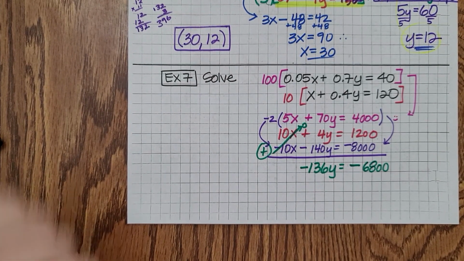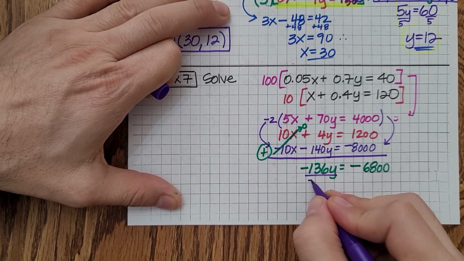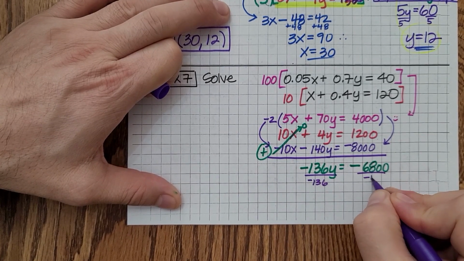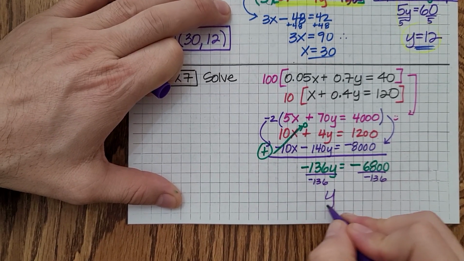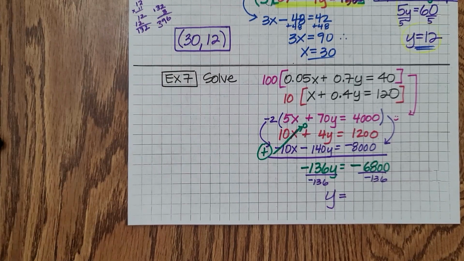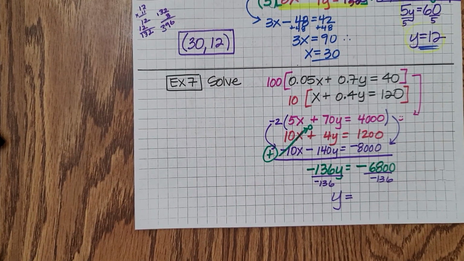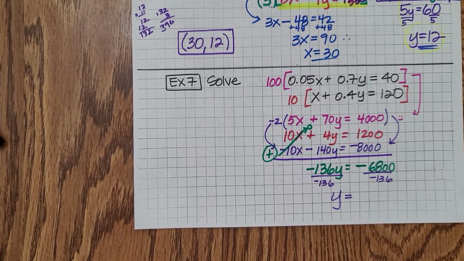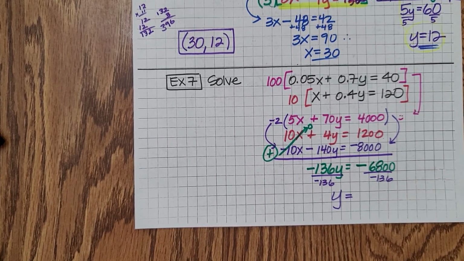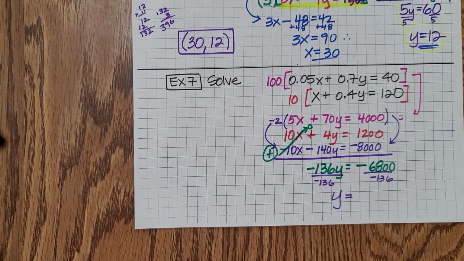You know what to do now, and I think we're going to need a calculator. Divide both sides by a negative 136. That means y is equal to, I do not have it right now. I need to grab a little calculator. Let me go get help from my little daughter. Hoopster, are you there? Divide 6,800 by 136.